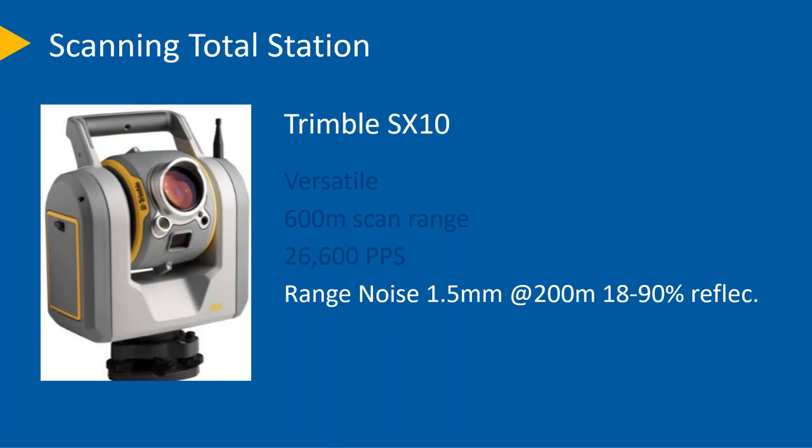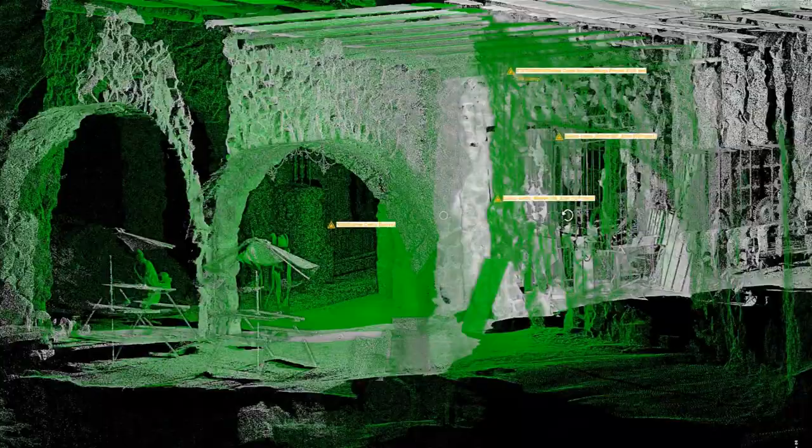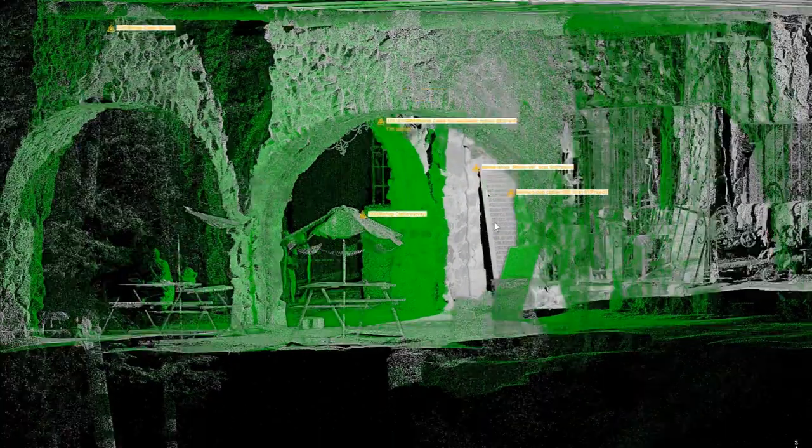So getting great range noise at a really good distance. Now here's an example of two scans. The green is from the scanning total station, the SX10, and the gray, black and white color is the TX8. So you can see these are both scanned at similar distances.